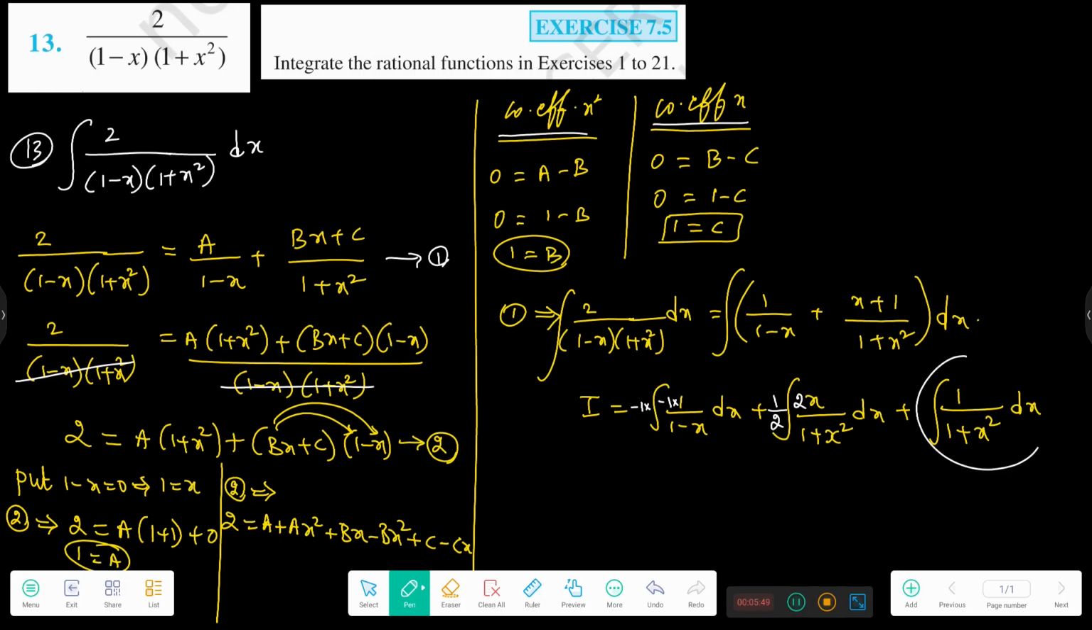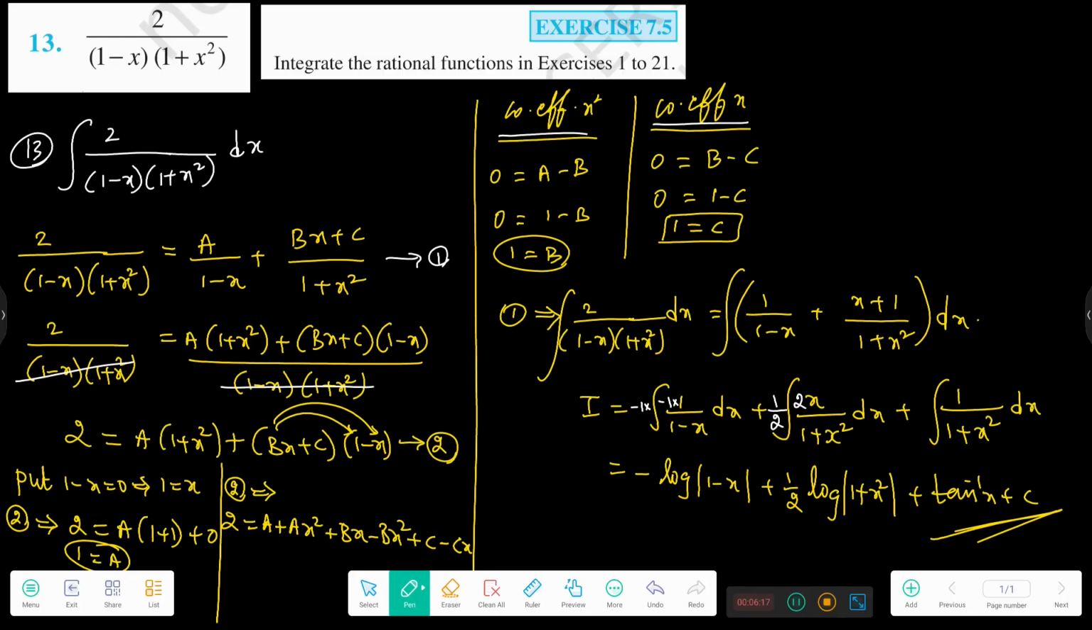And this one, directly, what formula? Tan inverse x. Very good. Tan inverse x formula. So what can you write then? Minus log of the denominator, the first one, 1 minus x, and 1 by 2 into log of the denominator 1 plus x square, and plus tan inverse x by the formula directly, plus c. That's it, you can stop. Or if you want to simplify, 1 by 2 you can take as a power and write log a by b. Better you can stop here. This is the required answer for question number 13.